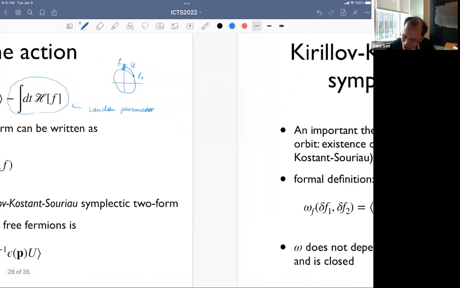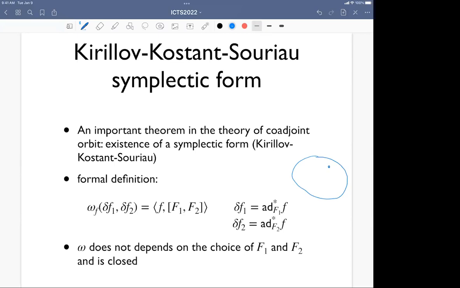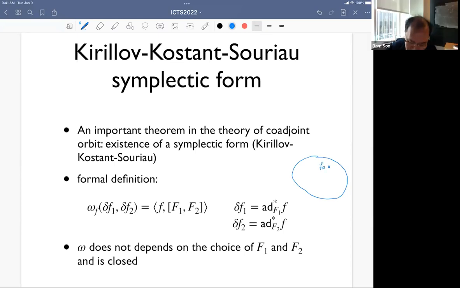Yeah. So let me tell you how it is usually defined in the math literature, for example. So we have a coadjoint orbit here, and then our point F0. Oh, there's a point. So we don't have to think about F0. Let's consider a point F.